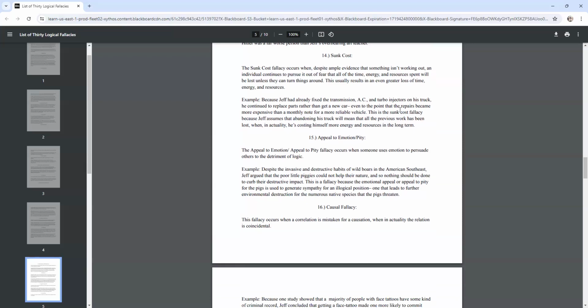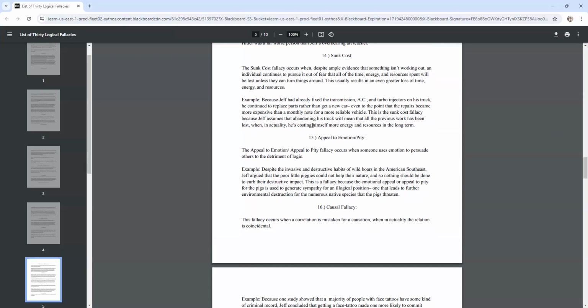Because Jeff had already fixed the transmission, AC, and turbo injectors on his truck, he continued to replace parts rather than get a new car, even to the point that the repairs became more expensive than a monthly note for a reliable vehicle. This is the sunk cost fallacy because Jeff assumes that abandoning his truck will mean that all of the previous work has been lost, when in actuality, he's costing himself more energy and resources in the long term.